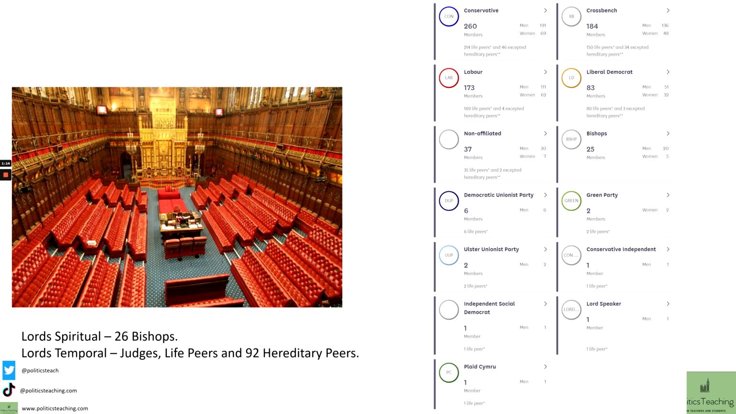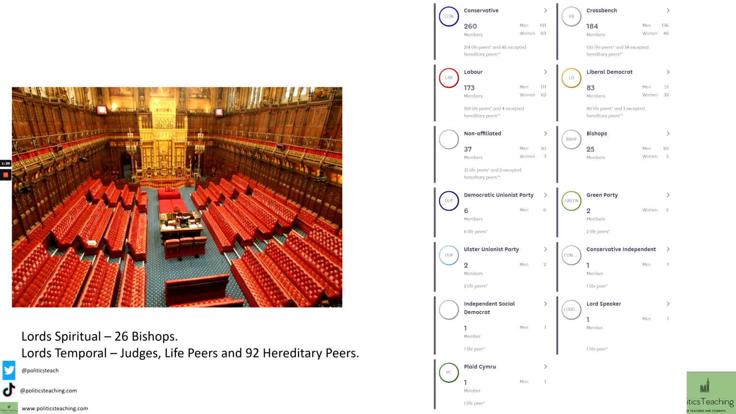Now, interestingly, 90 of them actually have been elected to sit in the House of Lords. However, those elections only take place amongst the hereditary peers of their own party. So, for example, when a Labour hereditary peer dies, there is a by-election amongst Labour hereditary peers to see which of their number they now wish to sit in the House of Lords as an accepted hereditary peer.